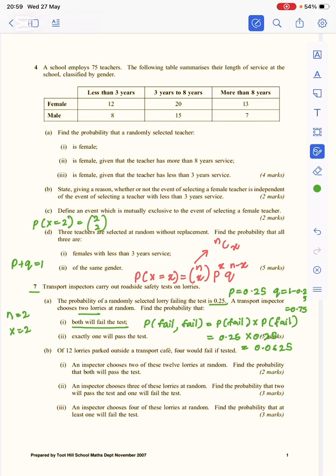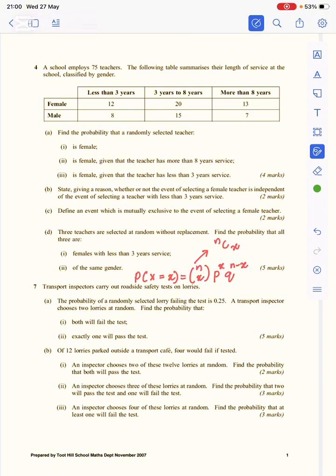Now if you get this equation mentioned in red, x is equal to 2, then 2, 2. This is nCx, that means 2C2. This is 1. And this one is 0.25 to the power 2. And this one is 0.75 to the power 0. Why? n minus x, n is 2, x is 2, so n minus x is 0. So this will give you 0.0625, the same answer as this. Okay, that is how we get the answer for the first question.